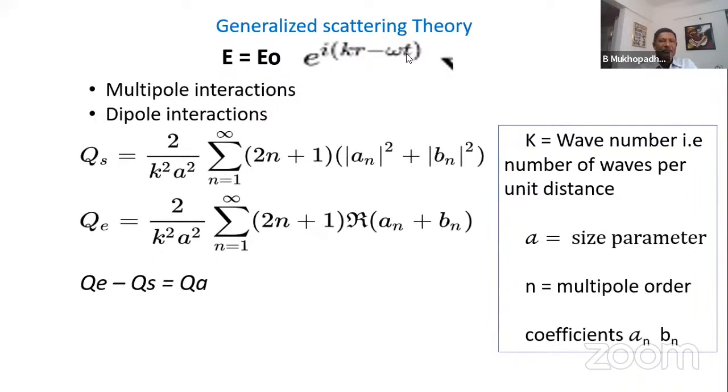Now, we are coming to a slightly more complicated thing. In terms of scattering, when you talk about scattering, we obviously talk about the scattering of an electromagnetic wave. Now, when you treat it as an electromagnetic wave, what does it interact with?